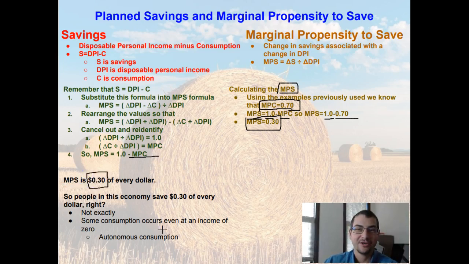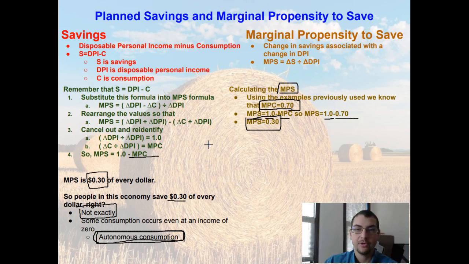So that means we're saving 30 cents of every dollar, right? Well, not exactly. You've got to remember back to that little phrase of autonomous consumption. Because some consumption occurs even at an income of 0, and there is some of this autonomous consumption that we have to kind of get over first. We have to get over this hump of spending so much money, even though our income might be virtually nothing, that we won't be saving 30 cents of every dollar exactly.